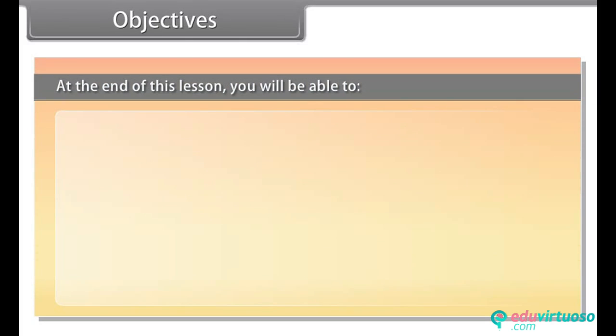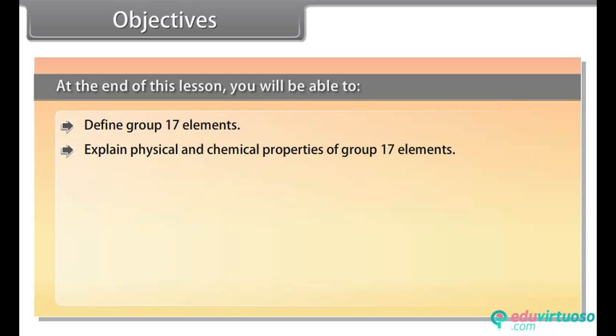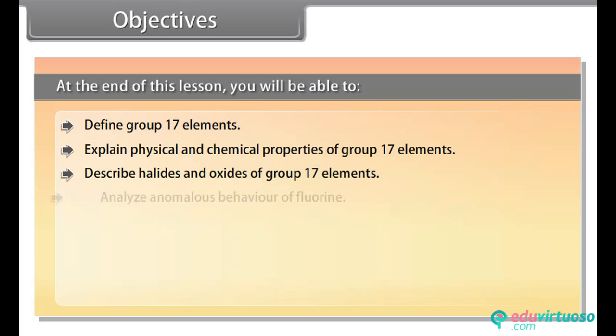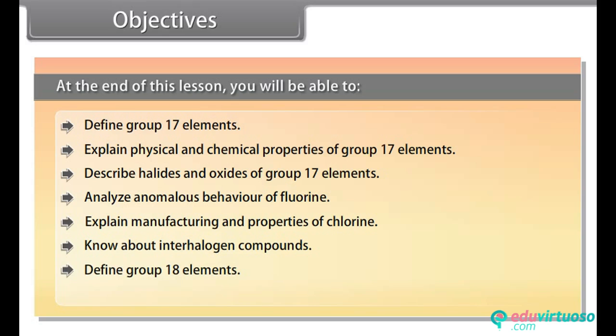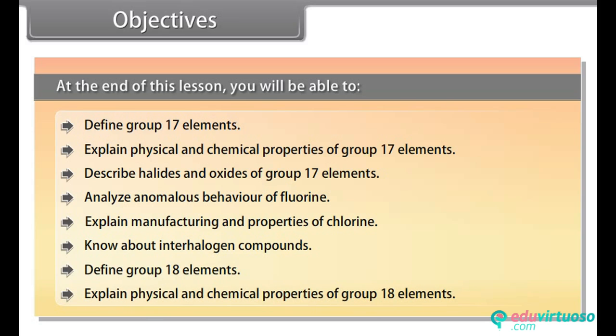Objectives. At the end of this lesson, you will be able to define group 17 elements, explain physical and chemical properties of group 17 elements, describe halides and oxides of group 17 elements, analyze anomalous behavior of fluorine, explain manufacturing and properties of chlorine, know about interhalogen compounds, define group 18 elements, and explain physical and chemical properties of group 18 elements.